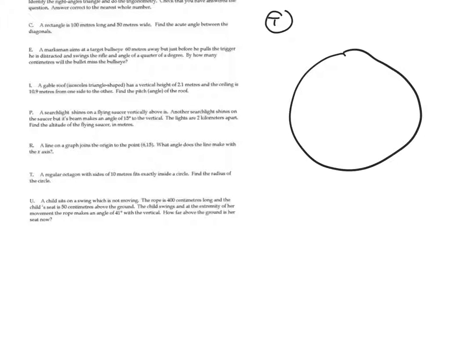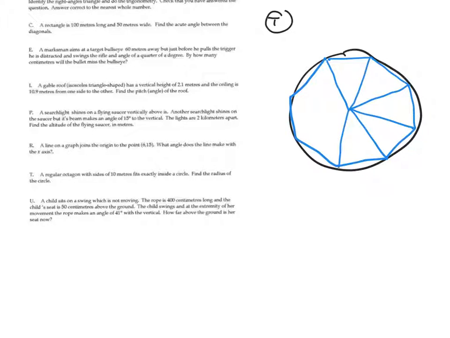Question T talks about an octagon inside a circle. It's not going to be easy to draw, but we'll try. 1, 2, 3, 4, 5, 6, 7, 8 sides, and each side is connected to the middle by the radius, like that. 360 degrees all the way around, so each angle here must be 45 degrees. That's 360 divided by 8.